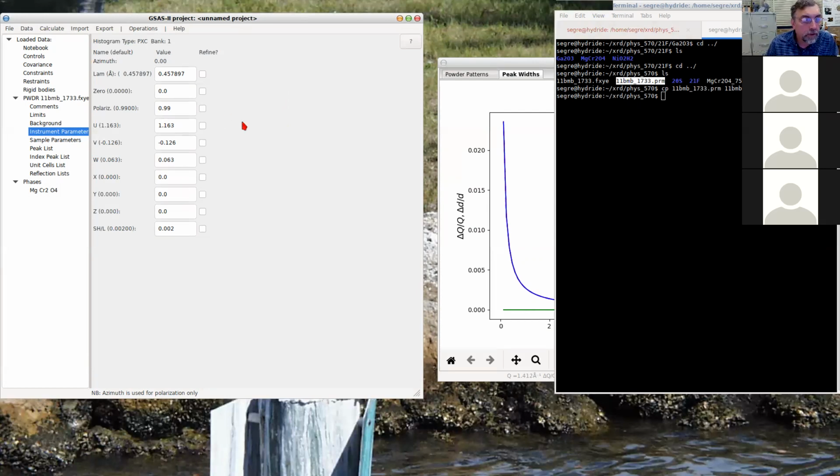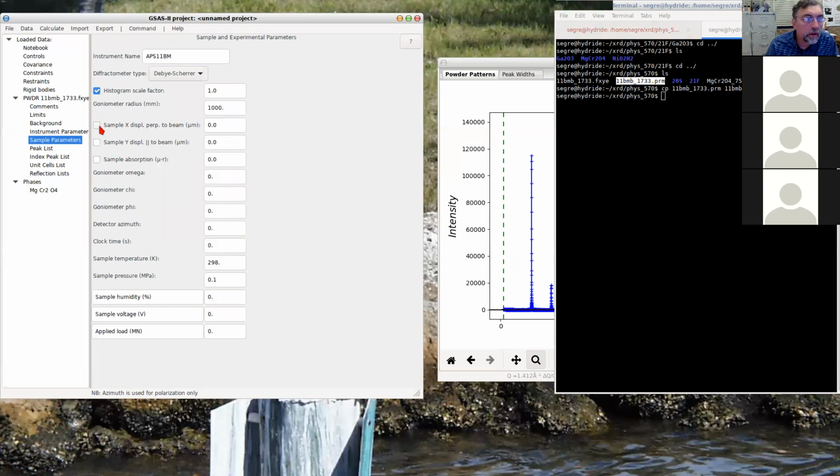Apparently, this is good enough for this particular data set. In the newer ones, they have X and Y displacements for the sample. Oh, there it is. I'm sorry, sample X displacement. There it is, it's sitting here. I knew it was there somewhere. Okay.